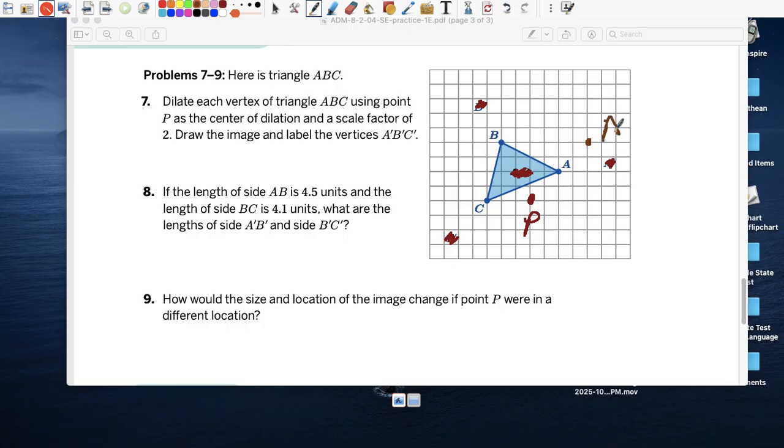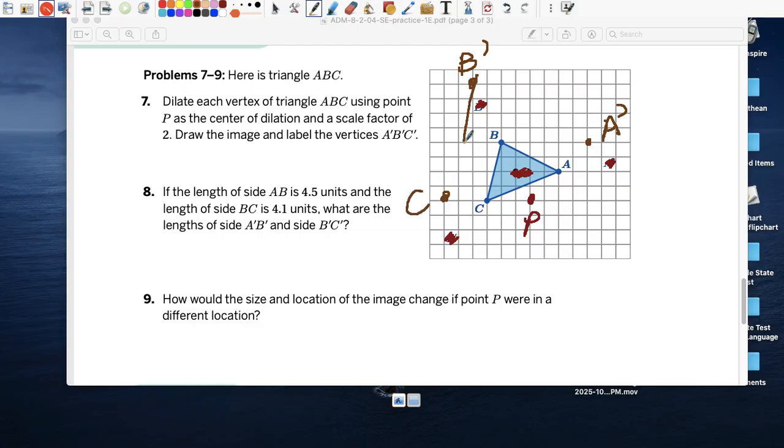Here is A'. B. With B, I go, let me count, 2 left and 4 up. So it's going to be 4 left and then 8 up, 1, 2, 3, 4, 5, 6, 7, 8, which is B prime right here. And then to C, I go 1, 2, 3. We're going to double that. 4, 5, 6.